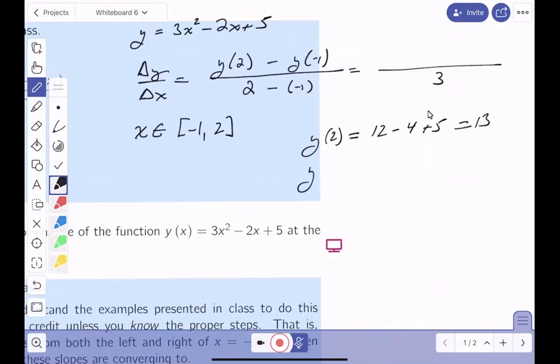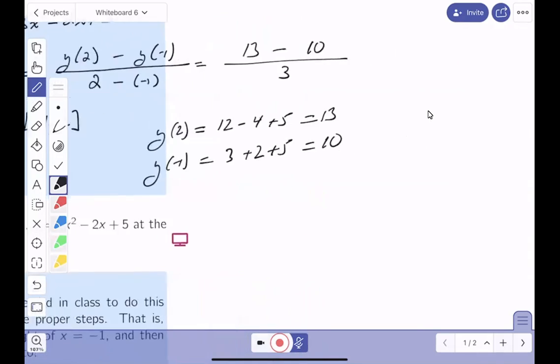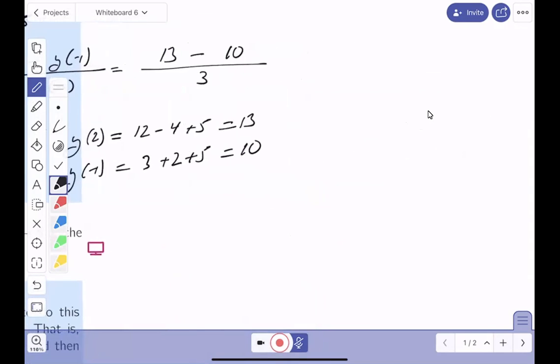I also want to do y of -1. By the way, this is 13 minus, let's try this now. What do you get? 3 plus 2 plus 5. 3 plus 2 is 5. 5 plus 5 is 10. All right, I got to do that computation. We'll check with the key later, by the way. 13 minus 10 is 3, and 3 divided by 3 is 1. So that's what delta y over delta x is.